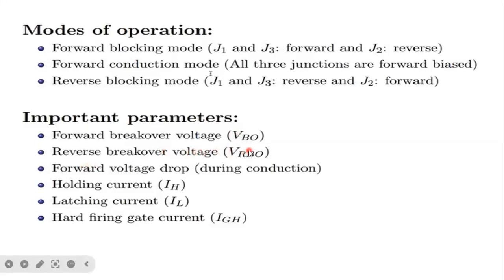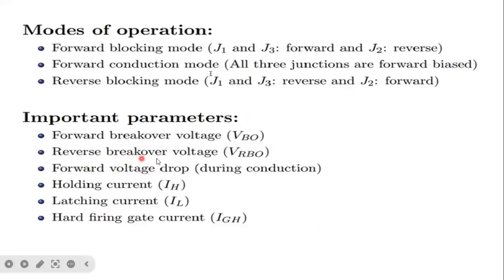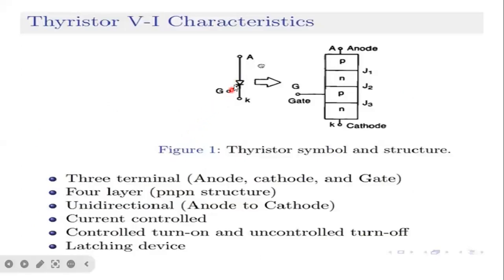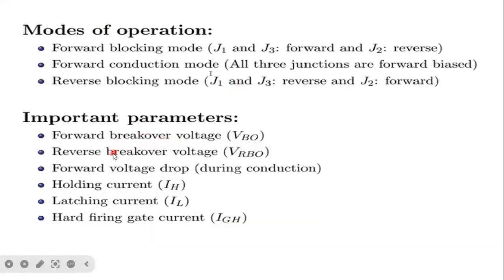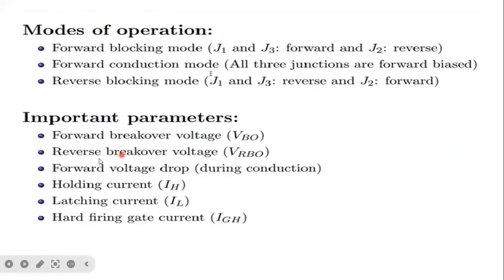And next, reverse breakover voltage means cathode to anode. This device can be turned on in this reverse direction, cathode to anode. How much voltage is required, that voltage is called reverse breakover voltage. So forward breakover voltage means if gate current is 0, the maximum voltage required to turn on is called forward breakover voltage. And reverse breakover voltage means the device conducts during reverse bias, cathode to anode. How much voltage is required to turn on in reverse bias condition is called reverse breakover voltage.